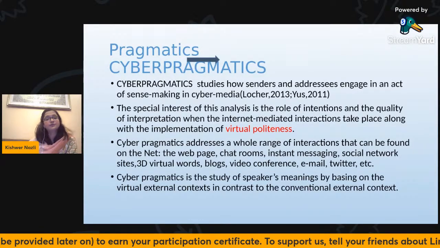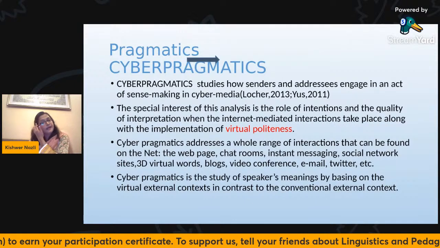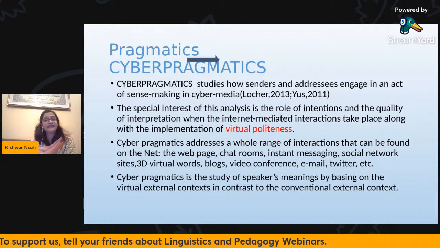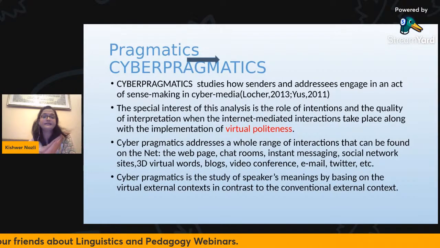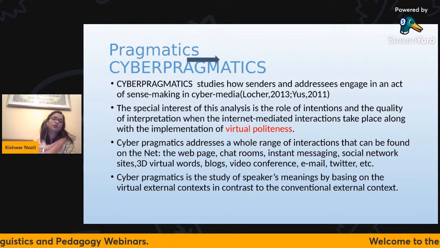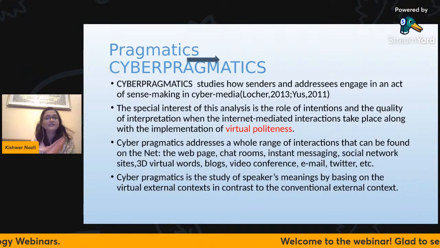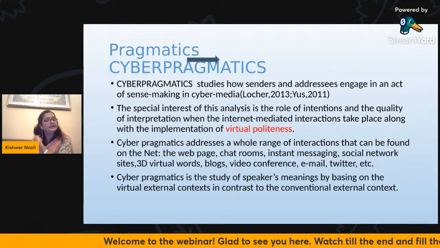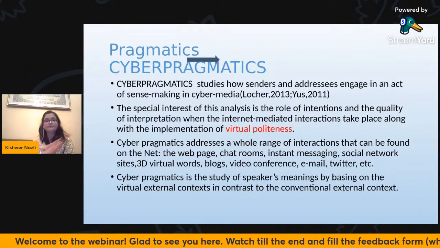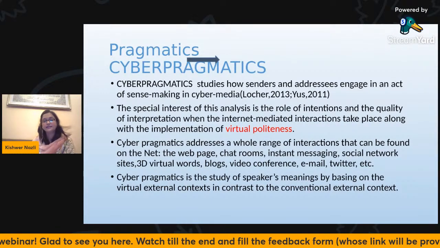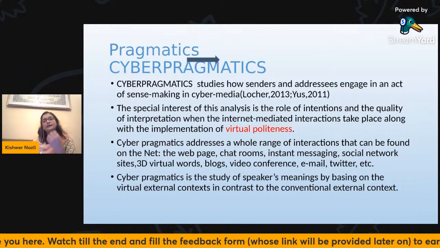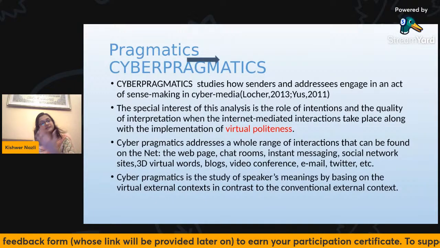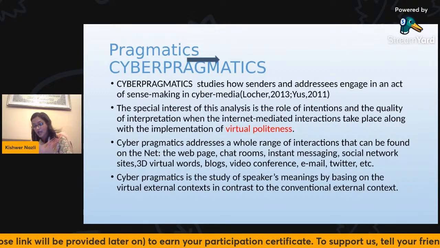And from pragmatics to cyber pragmatics. Cyber pragmatics studies how senders and addressees engage in an act of sense-making in cyber media. Nowadays, we all know what our desire is. We desire to be accepted, interpreted, and included through internet-mediated communication. And the purpose of cyber pragmatics is basically to make our receivers understand and elaborate our concept.